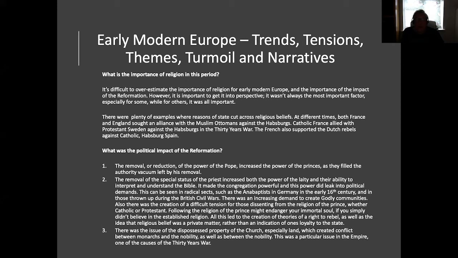The English and the French at different times both sought to unite with the Muslim Ottomans against the Habsburg. As I say, France allied with Swedes. The French also supported the Dutch rebels, who were predominantly Protestant, though not totally, against Catholic Spain. So what was the political impact of the Reformation?